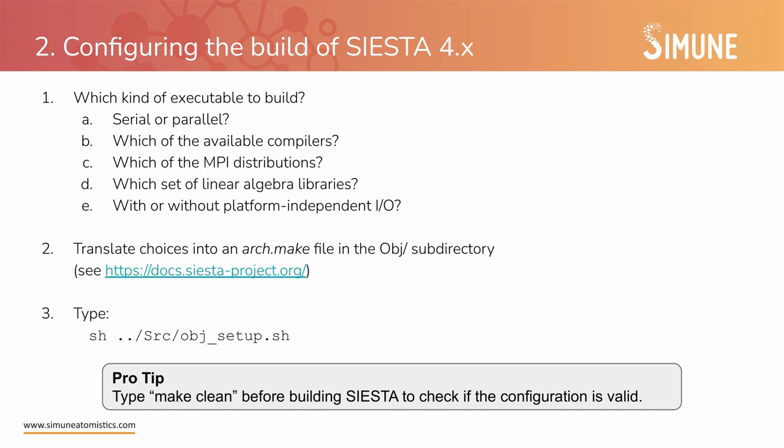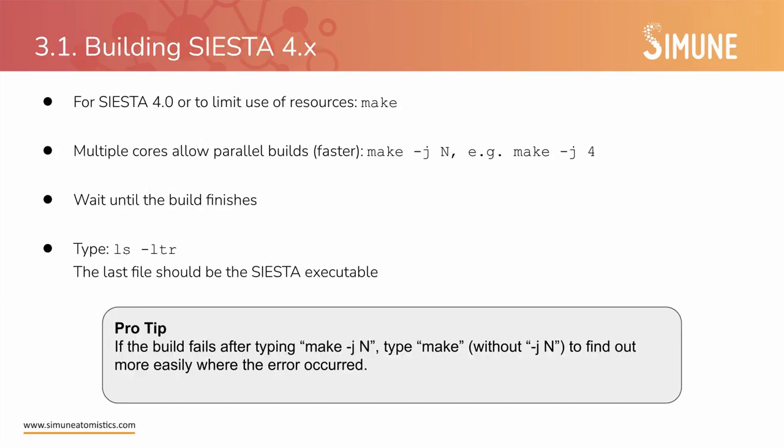And then the last step is to copy the files from src into the Obj subdirectory that is used for the build of SIESTA. In order to make sure that you have done everything correctly, I always recommend to type make clean before doing anything else. For the build itself, if you want to build SIESTA 4.0 or if you don't want to use too many resources on your machine, just type make.